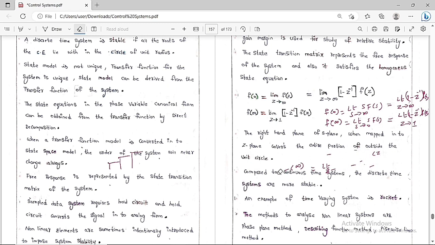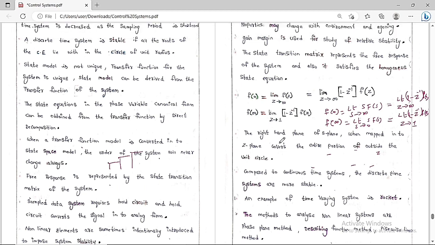So now the next point. What is the next point here? This point now we are going to discuss in a very detailed manner. We can see the right hand plane of the S plane when mapped into the Z plane covers the entire portion outside the unit circle. This one I already told you so many times. That is, the LHS of the S plane is mapped inside the unit circle in the Z plane, the imaginary axis of the S plane is mapped on the unit circle of the Z plane, whereas the RHS of the S plane is mapped to outside the unit circle.